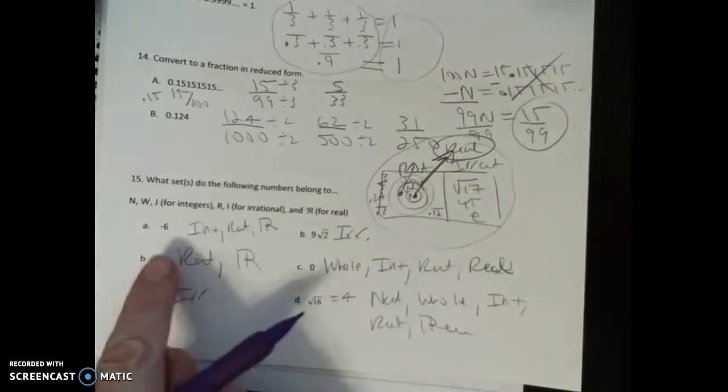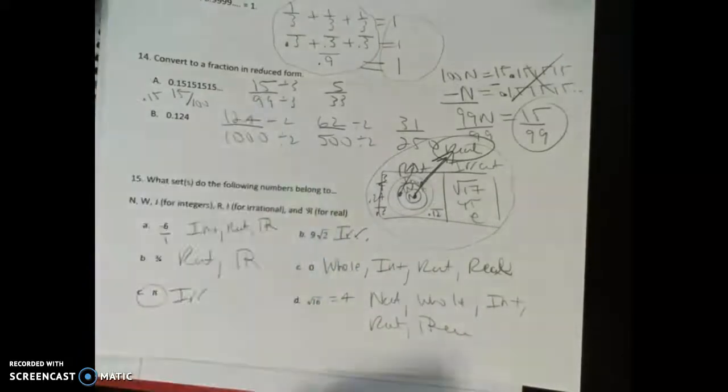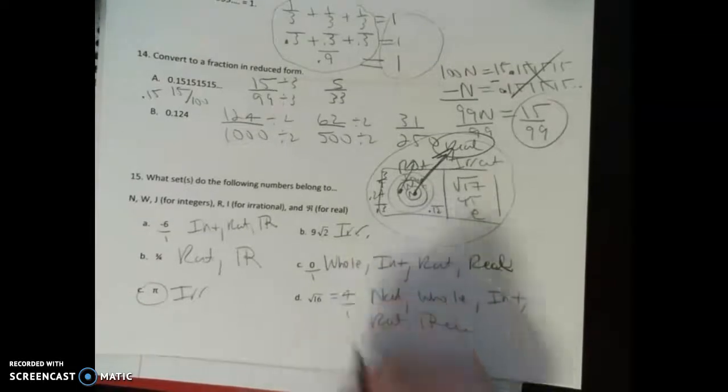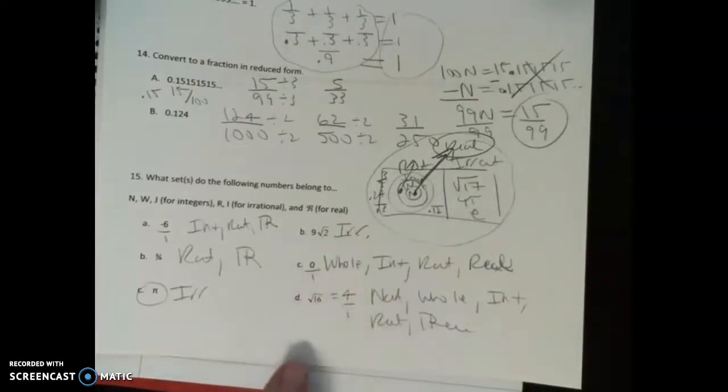So if you're like, well, what about -6? Well, stick a 1 under it. What about 0? Stick a 1 under it. You know, what about 4? Put a 1 under it. You can always make those into fractions, right?